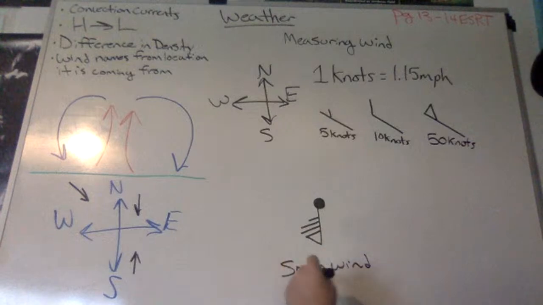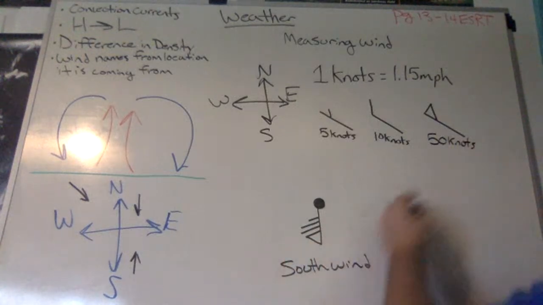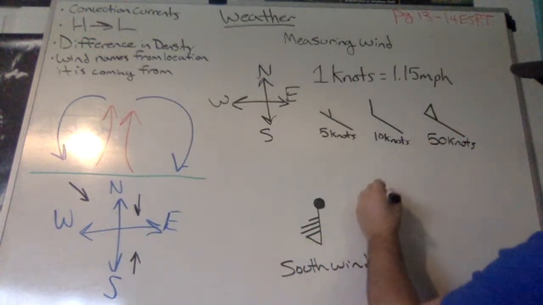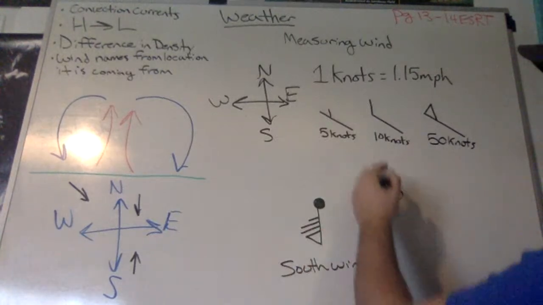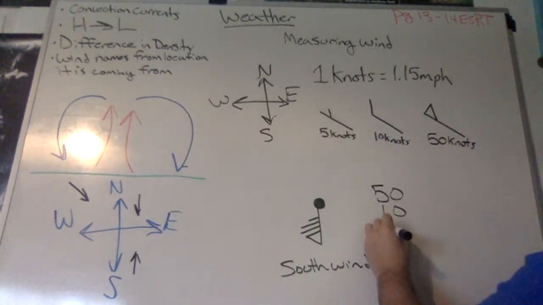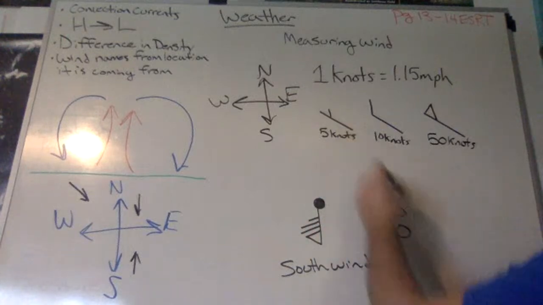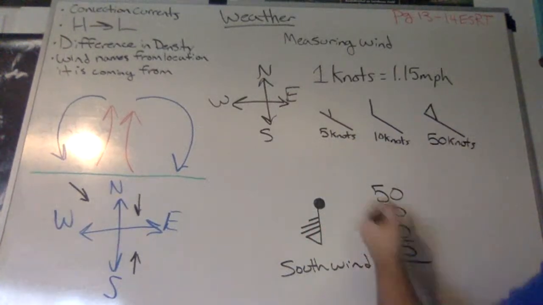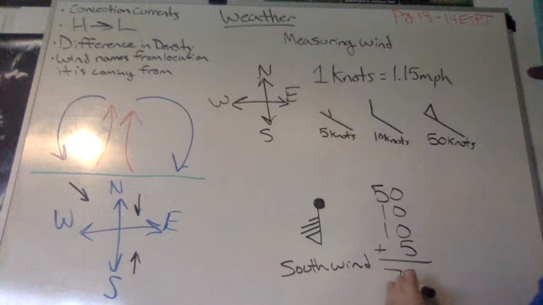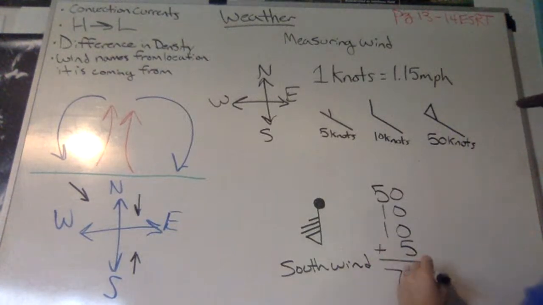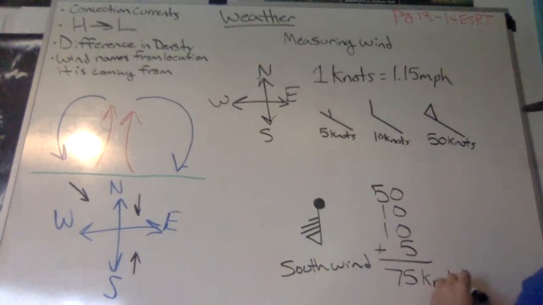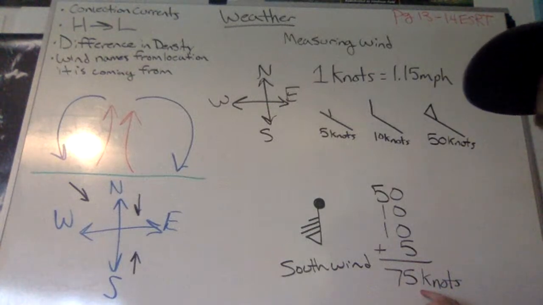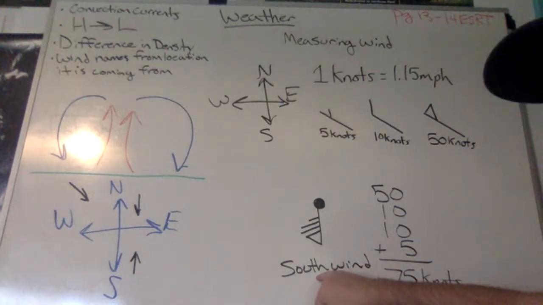Perfect. All right, so I see someone put the answer in. So we're going to count it up. We got a triangle, right? So that's 50. Now we got 2 long lines. Okay? And then we got a short one, so that's 5. 50, 60, 70, 75. Okay? And you always got to put our units, 75. And we know that's a south wind.